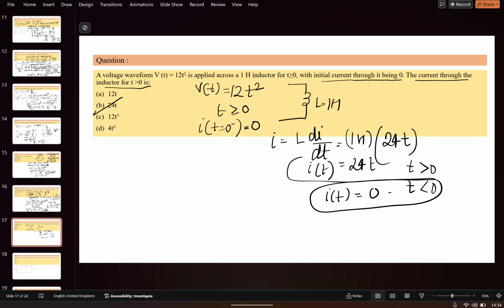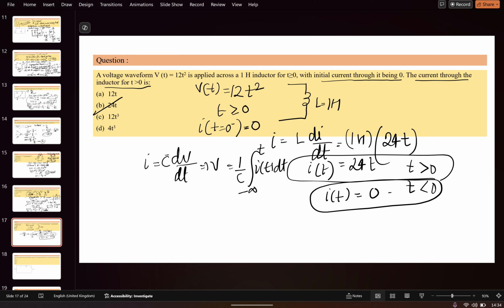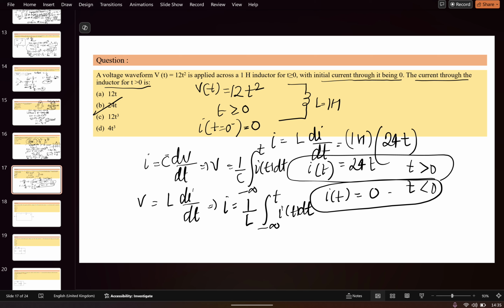Okay, so there are two equations you have to remember for the capacitor and the inductor. I is equal to C dV by dt. If you are finding the voltage, it will be 1 by C integral of i dt, with the integration from minus infinity to t. Same with the voltage across an inductor: it will be L di by dt, and I is equal to 1 by L integration from minus infinity to t of v dt. Got the point? So just differentiate it, it will become 24t, for t greater than 0. Let's move to the next question.